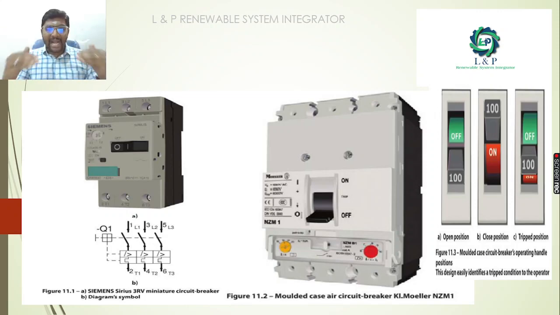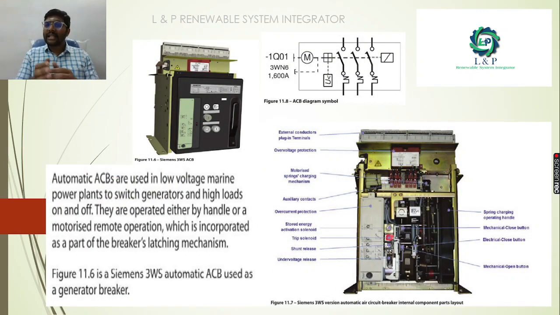Mostly when you look at an air circuit breaker, you can see three different positions: one is the open position, another is the closed position, and the third is the tripped position. So whoever the operator is, it will be easy for them to identify the exact position of the air circuit breaker at present. Automated air circuit breakers are now available in the industry. Mostly we use these automatic air circuit breakers in low voltage marine power plants to switch the generators and the high loads on and off. We can handle this automatic air circuit breaker either through the handle or using motorized remote operation. This is how it looks like, and this is the symbol we often use for air circuit breakers.